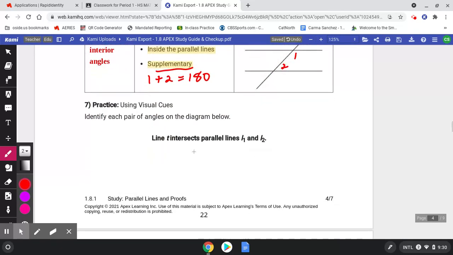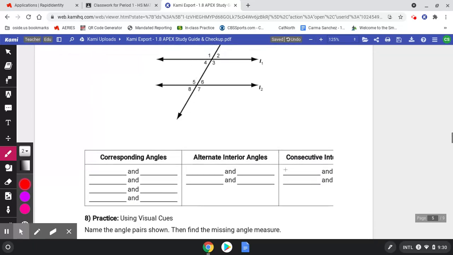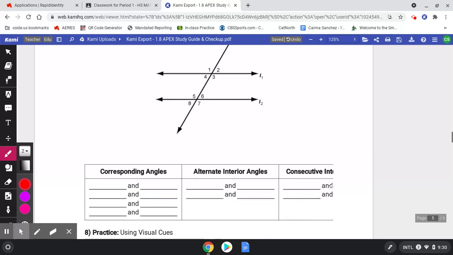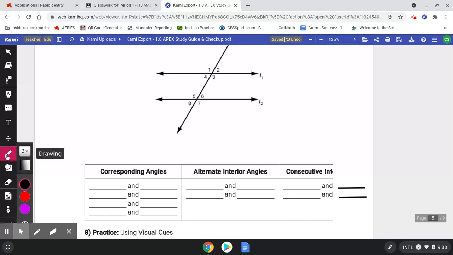All right. Line T intersects parallel lines 1 and 2. So here's our transversal. Here's line 1 and 2. We're now going to go through and say what angles are corresponding, what angles are alternate interiors, and what angles are consecutive. So sorry that this little line over here got cut off. So let's draw that line in.